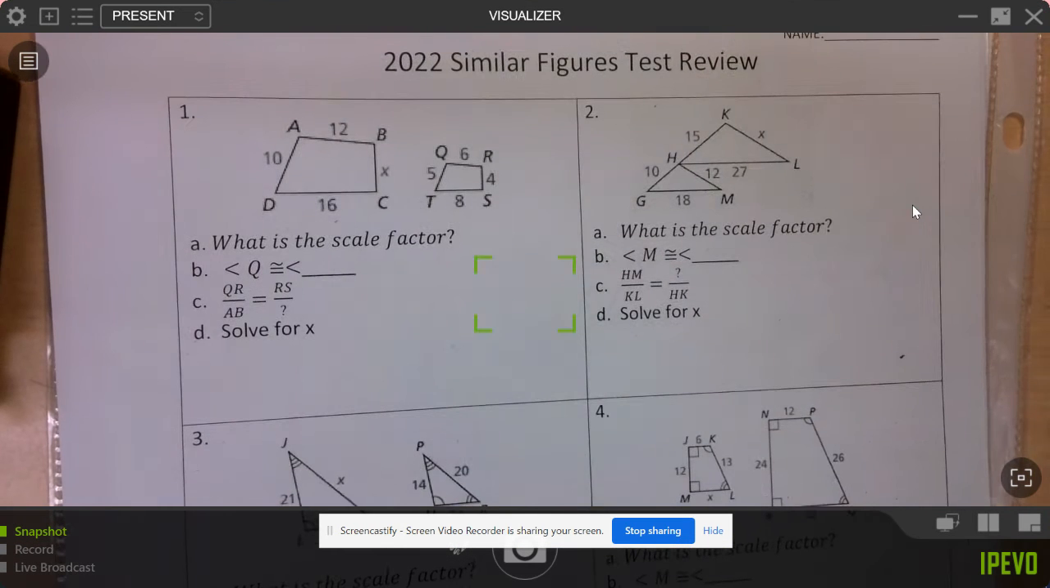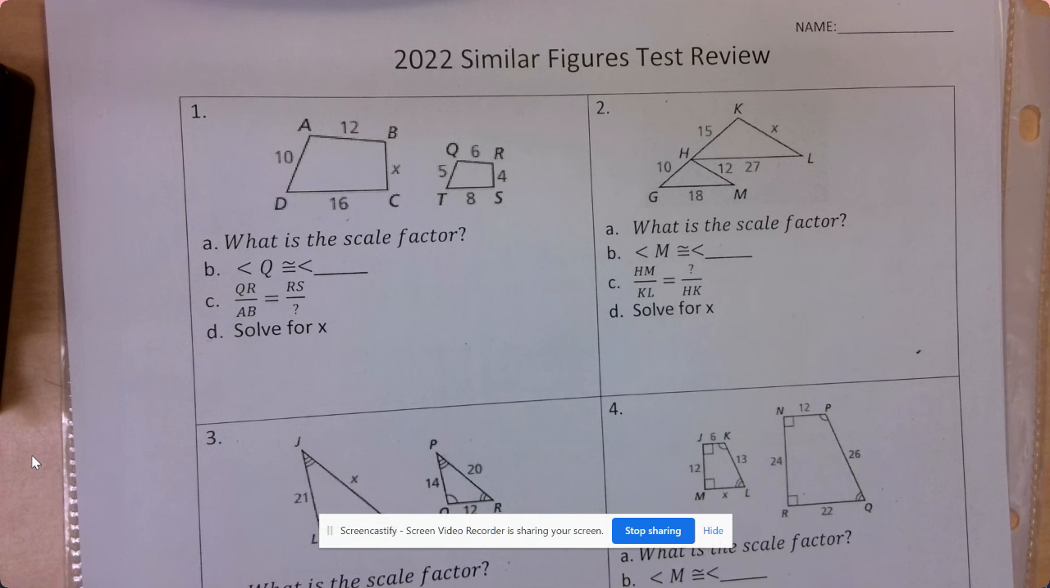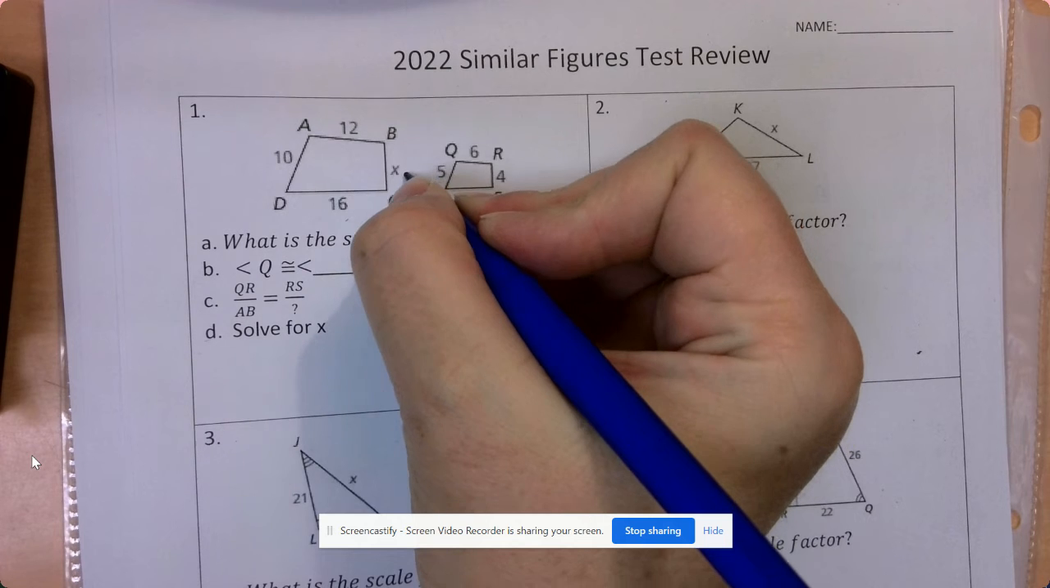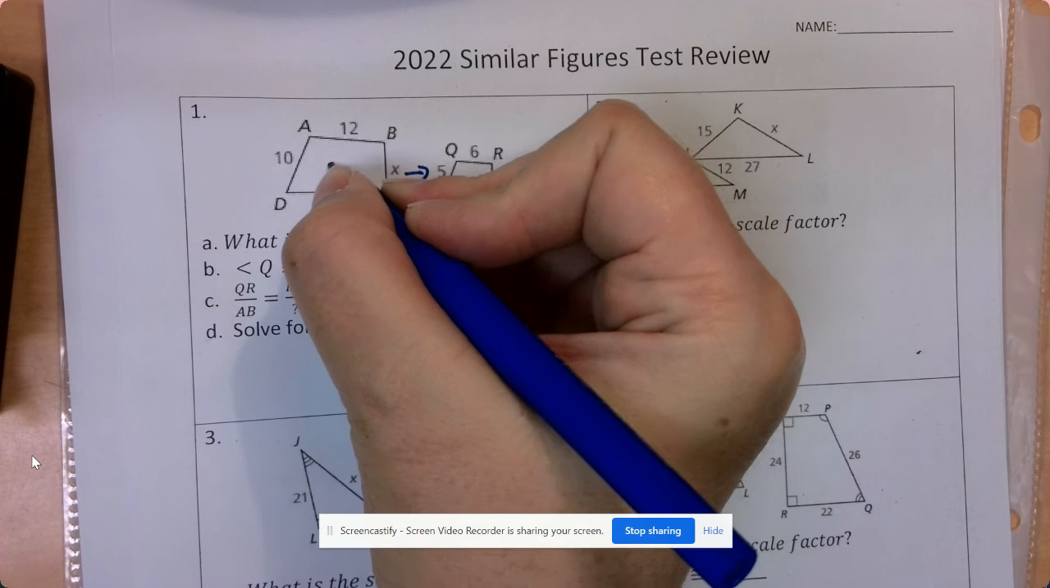Morning. So we are going to do the test review for this one. It's the 2020 Similar Figures Test Review. Okay, so what is the scale factor? Remember, we're going left to right. So this is going to be our original. This is our new one.